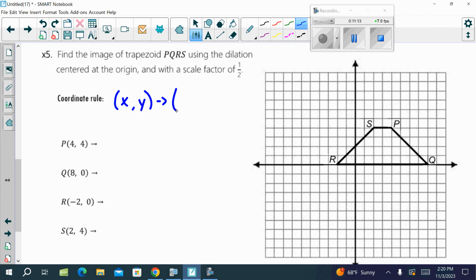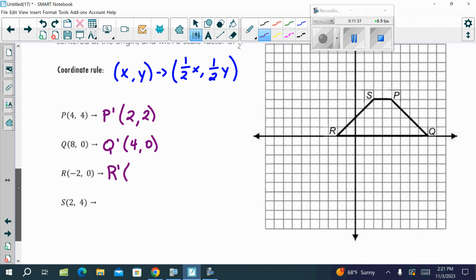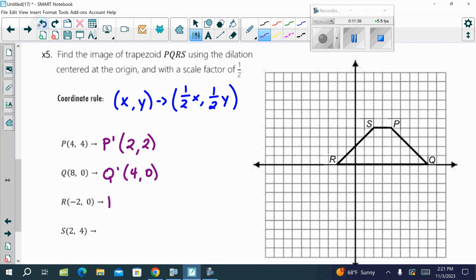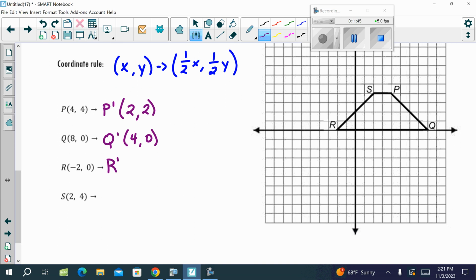So how would we write that? 1/2 x, comma 1/2 y. All right, so we're taking half of all these. So where's P prime going to end up? Q prime? R prime? -1, 0. And S prime. All right, let's graph them.